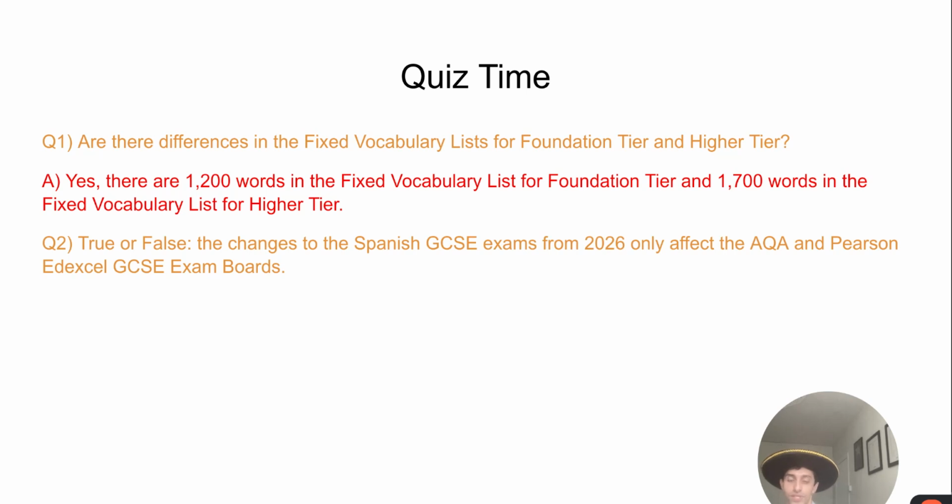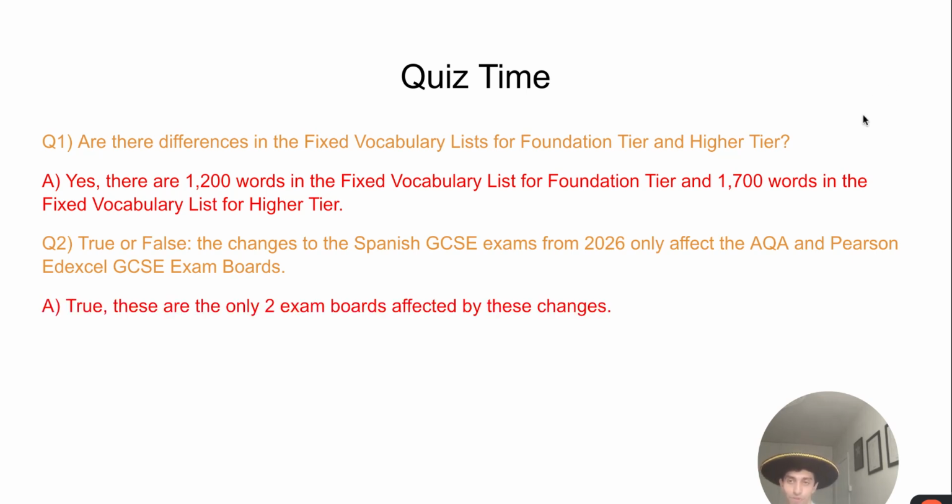Question 2 then, true or false? The changes to the Spanish GCSE exams from 2026 only affect the AQA and Pearson Edexcel GCSE exam boards. Something I definitely have talked about, so try and think about whether this one is true or false. Okay, and I will show you the answer now. This is true, of course. These are the only two exam boards affected by these changes.